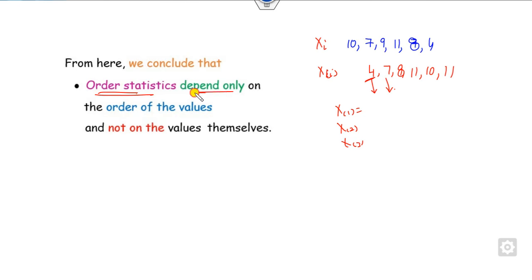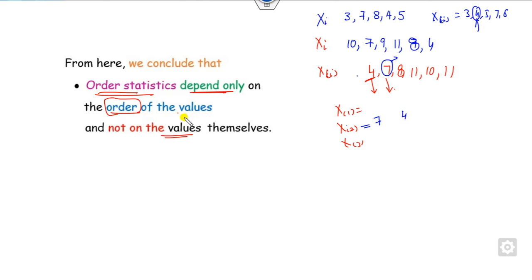Ordered statistics depend only on the order of the values, not on the values themselves. Why? If I consider another series, say 3, 7, 8, 4 and 5, then the ordered statistics of this you can write as 3, 4, 5, 7 and 8. So this 4 is in the second position. Look at that, in the earlier series the second position is my 7. So if you look at x2, in the first series it's 7, in this series it's my 4. So it only depends on the order of the values and not on the values themselves.